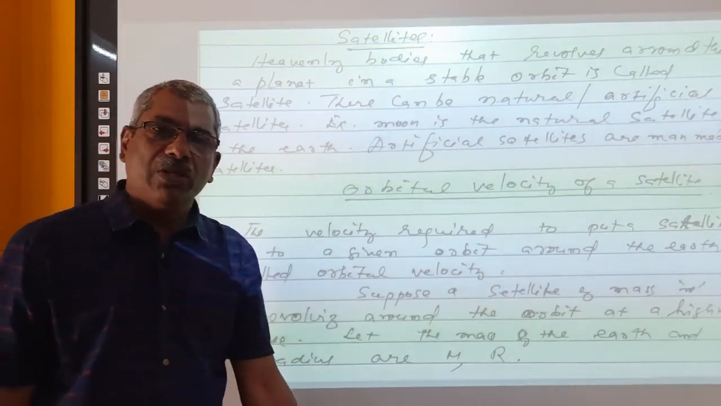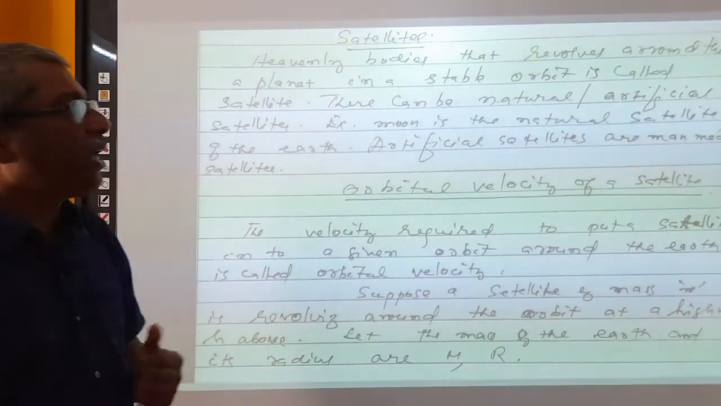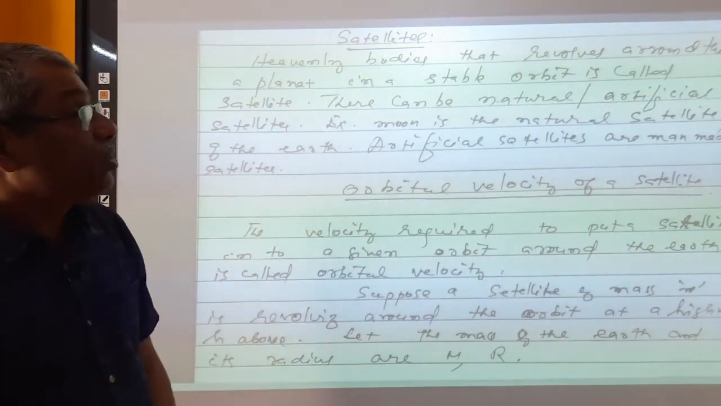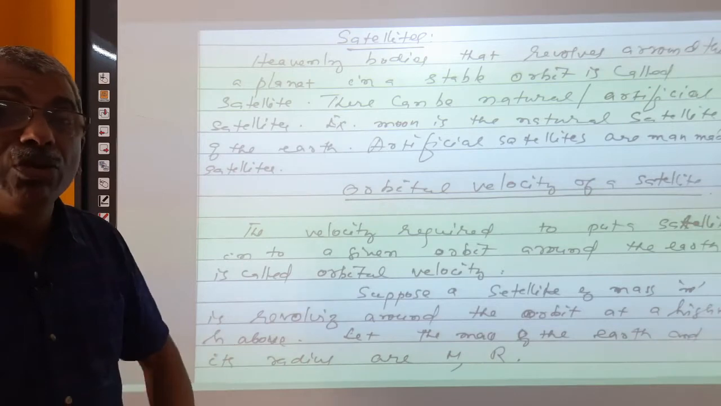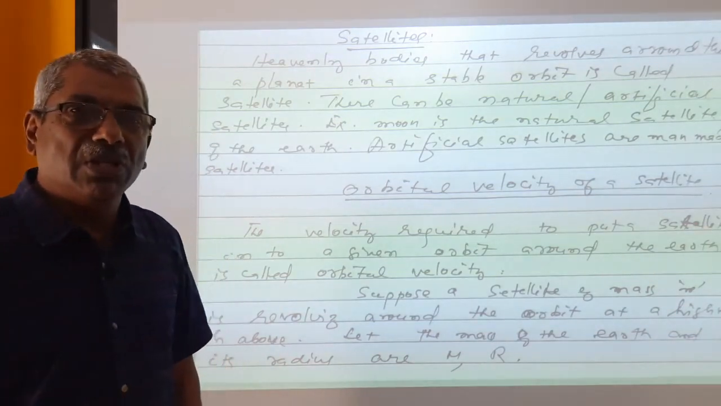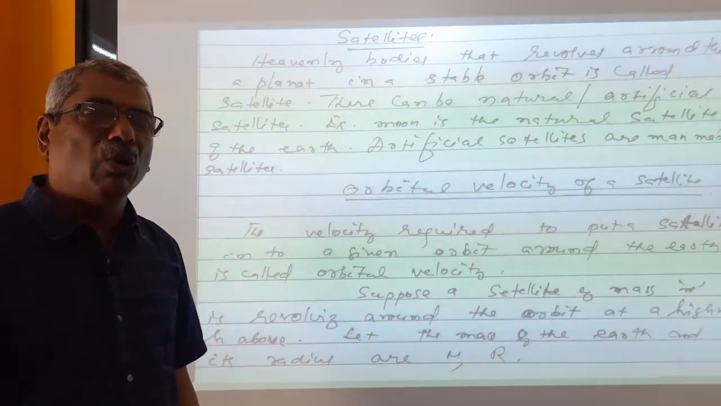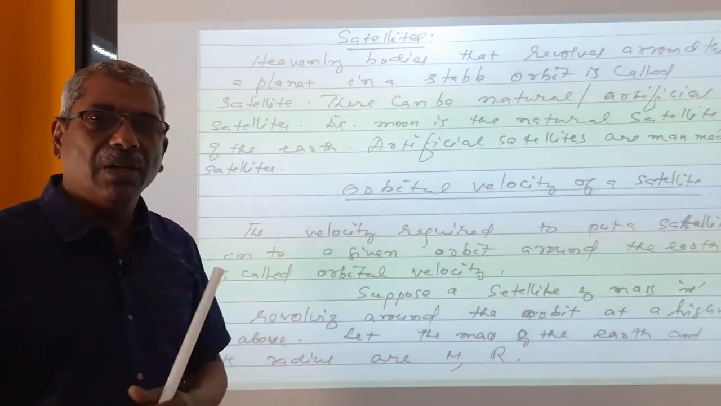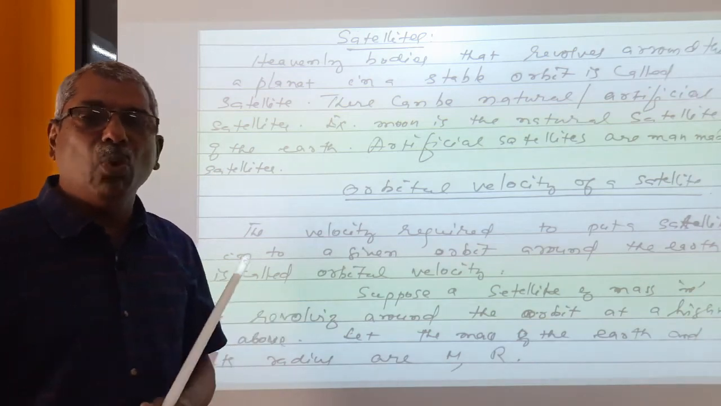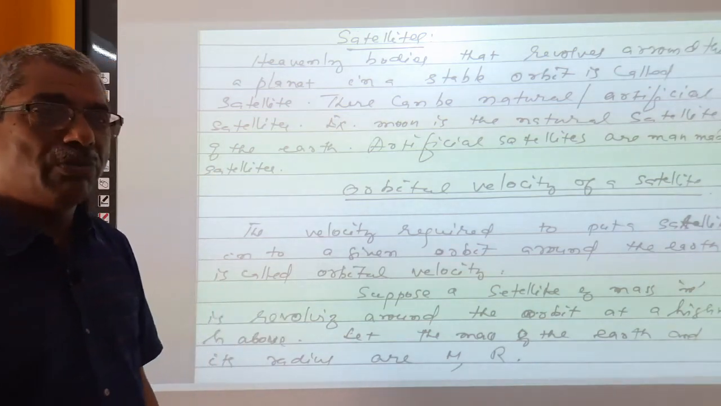Good morning, students. Today's class is about satellites. Everybody knows about the word satellite because we have heard about satellites, both natural and artificial, right? For example, any body which is moving around a planet is called a satellite. And everybody, even a small child, knows that the moon is the natural satellite of the earth.